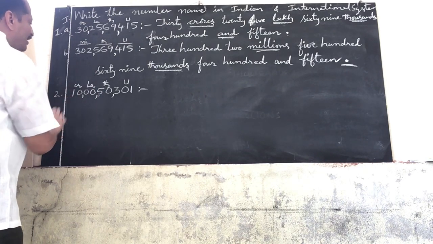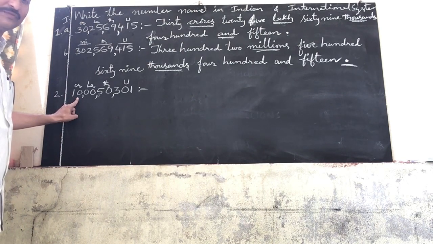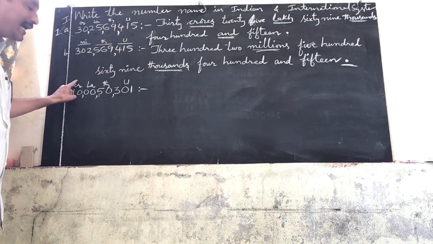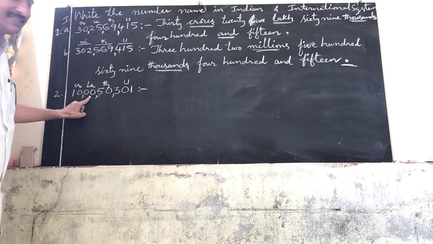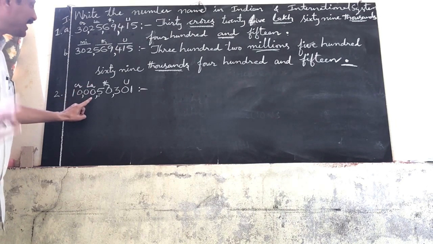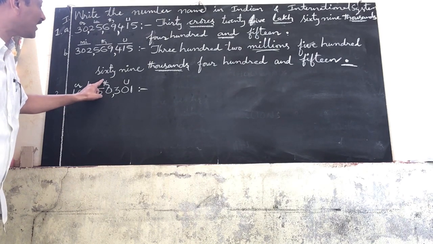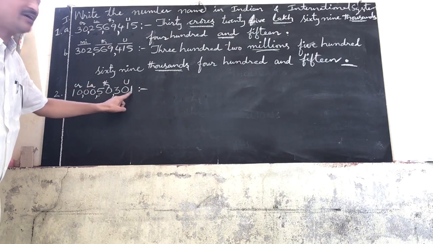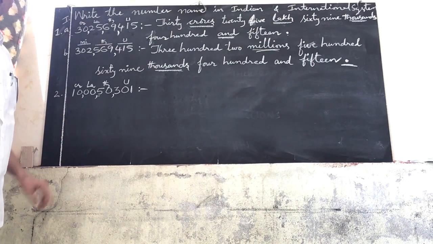So how much do we have? 10. So read the number under the period. Crores period, so 10. Add the name of the period: 10 crores. No lakhs. Nothing is there, so no need to write down any lakhs. So 0 lakhs we have, so no need to write anything. 50 is 50, so 50 thousands. 301 is 301. So that is how you write the number name in the Indian system.